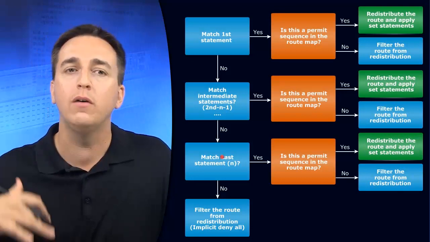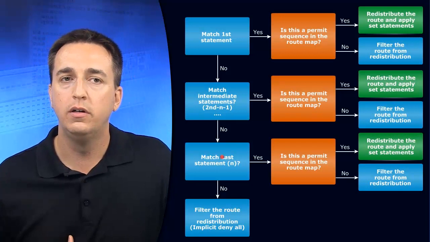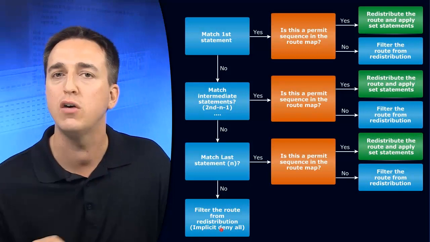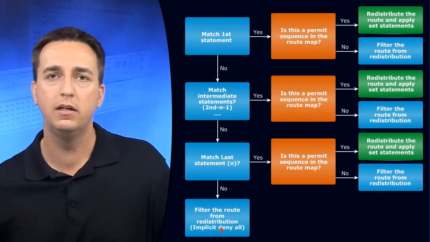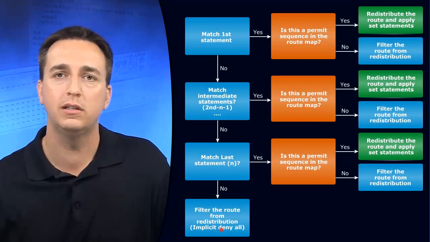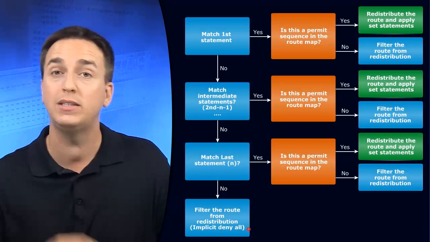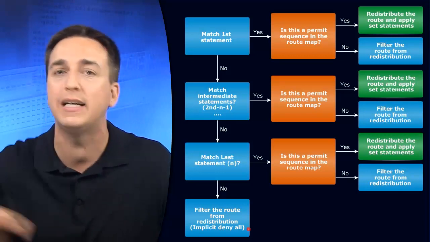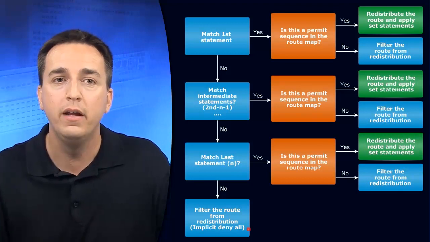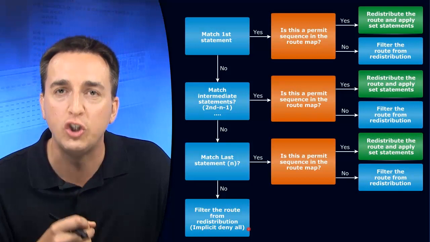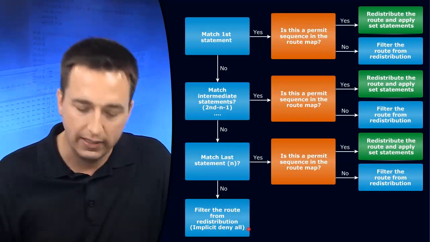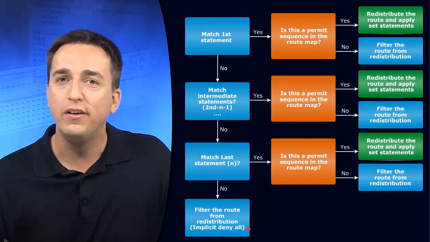What if we don't find a match? There's the implicit deny all at the very end of our route map sequences. So let's say your route map's made up of 10 sequences and the traffic or the route doesn't match any of those sequences. What happens? It matches the implicit deny all invisible sequence at the very end. You can't see it, but it's there. And what does that mean? It means you will not be redistributed because it's the deny. It's a deny sequence, and deny sequences mean do not redistribute.